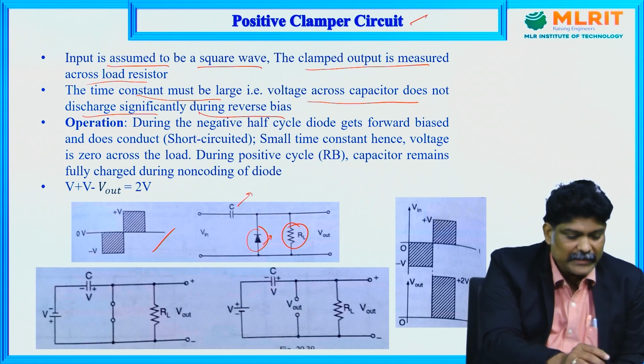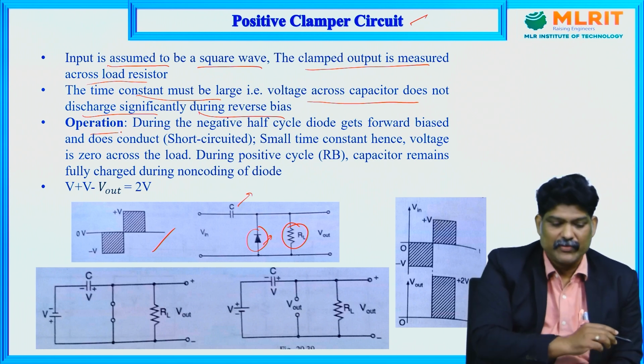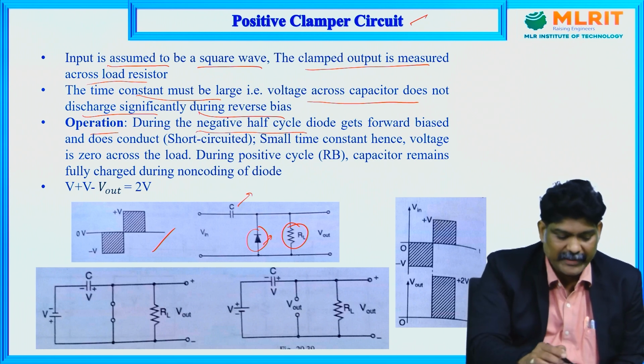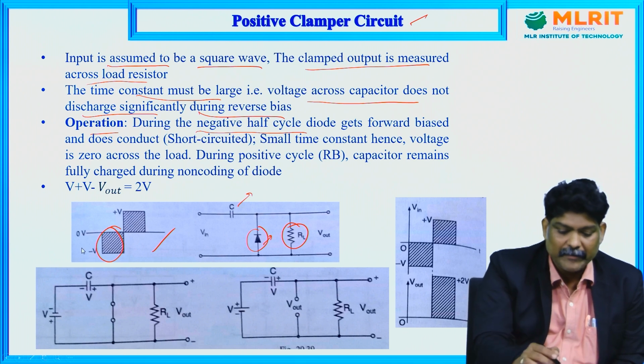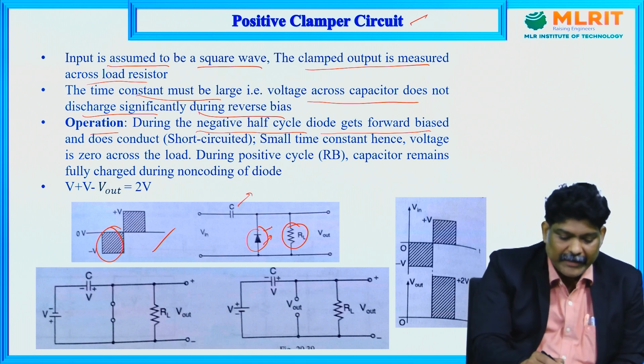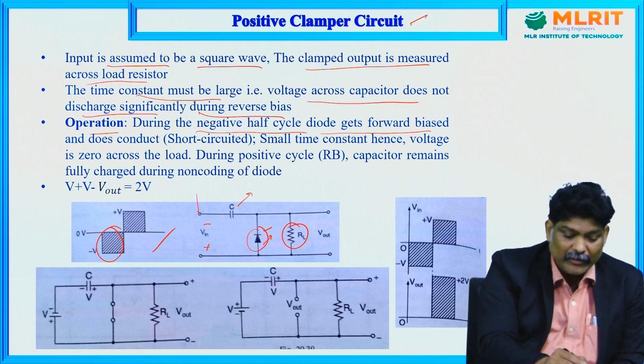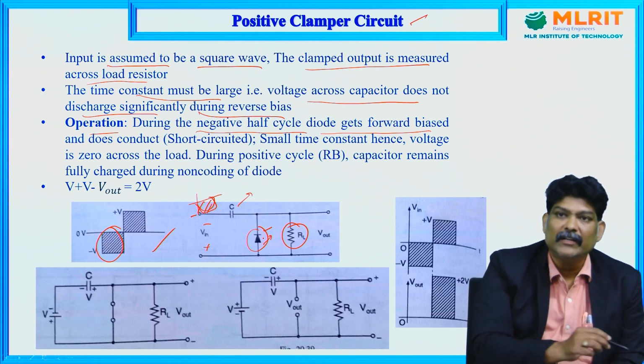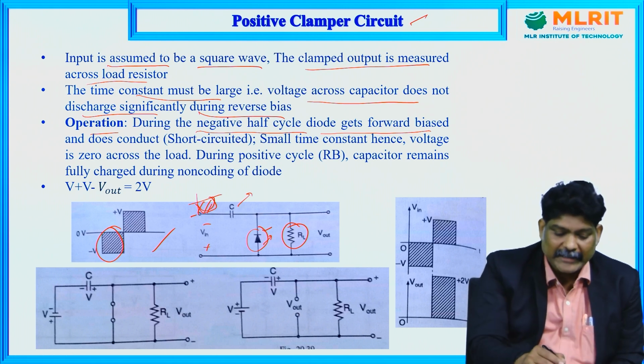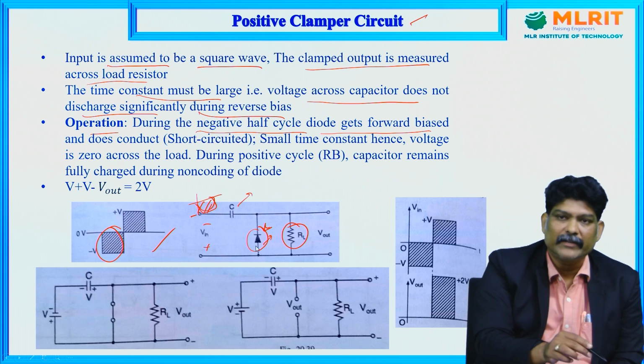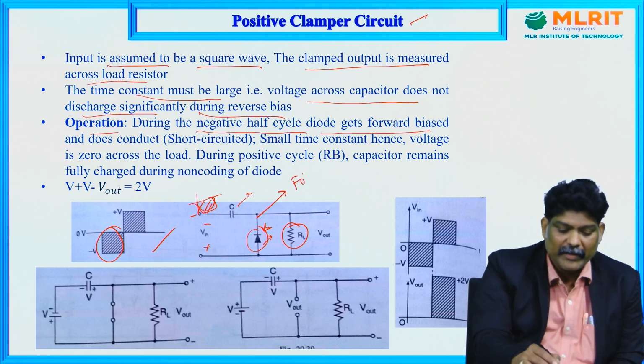So let us see the operation of the positive clamper. During the negative half cycle, the diode gets forward biased, because this side is minus and this is plus. During the negative half cycle, the minus is connected to the negative of the diode, that is the cathode of the diode. So both are negative, hence it is forward bias.